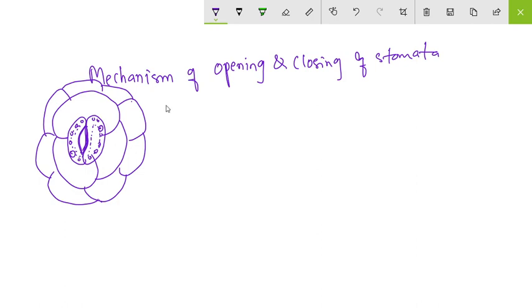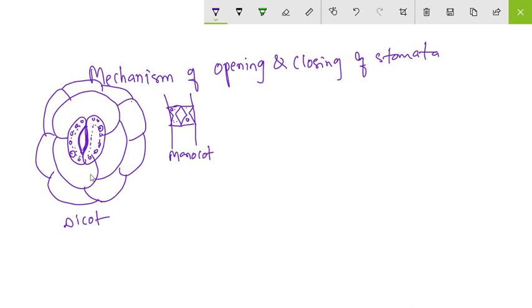If we study the monocot stomata, it has two dumbbell-shaped guard cells. They have no chloroplast with starch. That means they do not have starch in their guard cells. So this is the monocot stomata, and that is the dicot stomata.